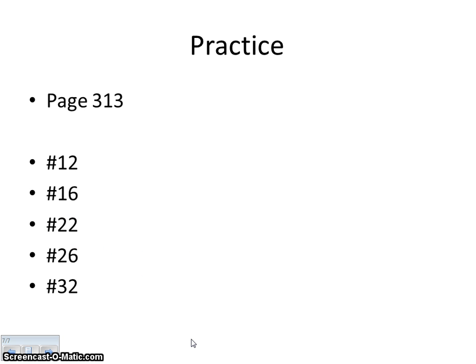Okay, and for your practice problems, I'd actually like you to go into the book. They are pretty long to type, so I'm just going to have you do it out of the book. This is page 313. I'd like you to do number 12, 16, 22, 26, and 32, and I would like you to have those for class tomorrow. And if you have any questions, please write them on your papers so you remember to ask me tomorrow. Good luck.